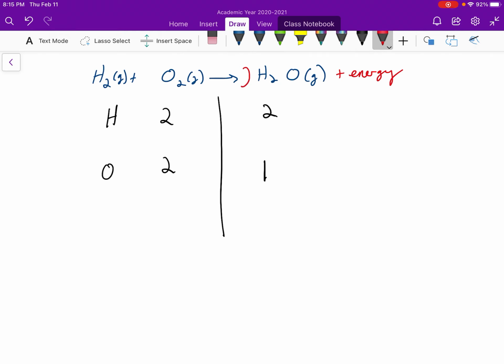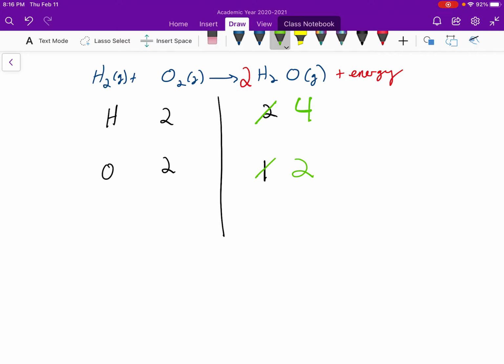So what I could say is, what if I make 2 waters in total, right? That would mean that I get 2 oxygens, but I would also make 4 hydrogens. So I fix one problem, screw up another. That's okay. Go back. Okay? So now I'm going to go over to the left side. I need 4 hydrogens. What can I do? Well, I can't just change that. That's not allowed.